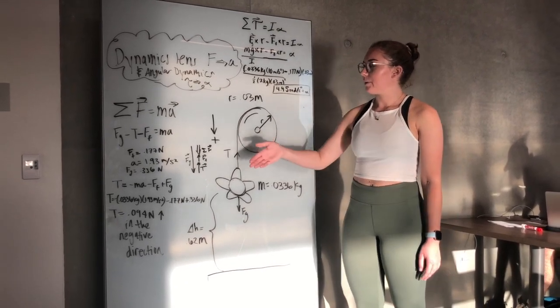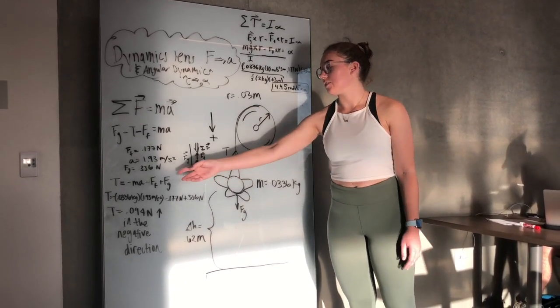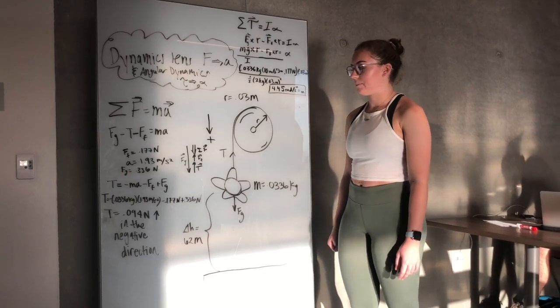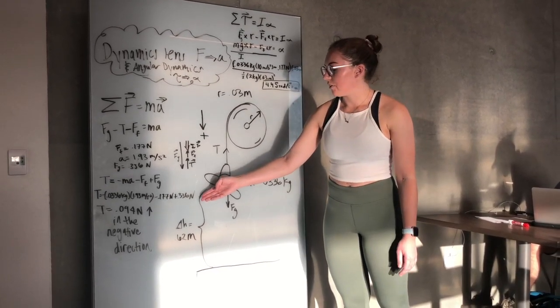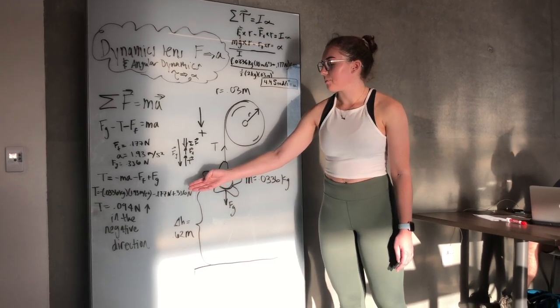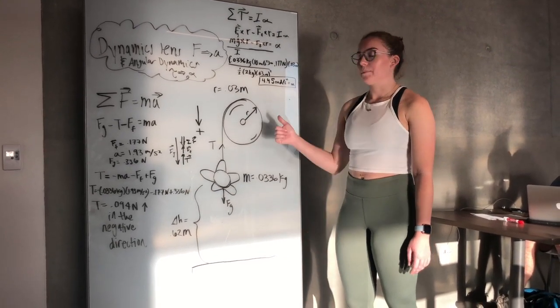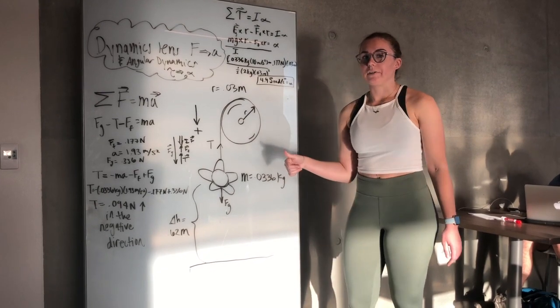So we changed our equation around to be in terms of tension. So tension equals negative mass times acceleration minus the force of friction plus the force of gravity. So we plugged in all of our values, and we found that tension equals 0.094 newtons in the upward direction, which is the negative direction.